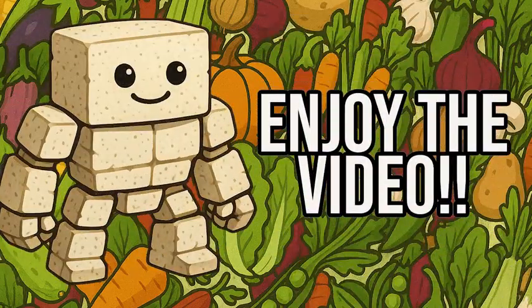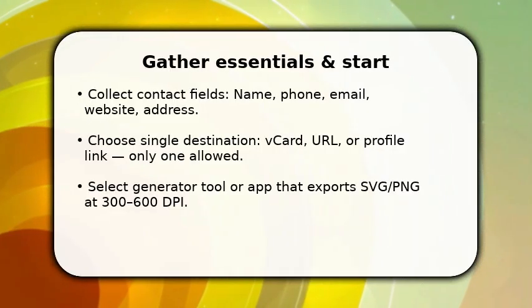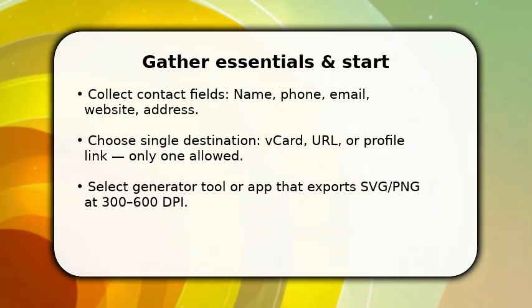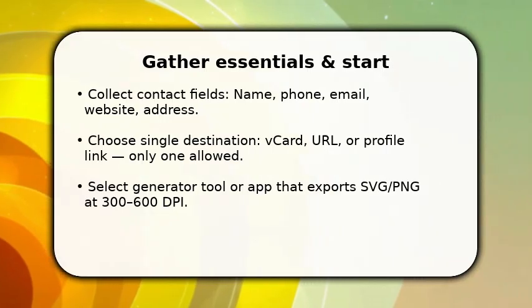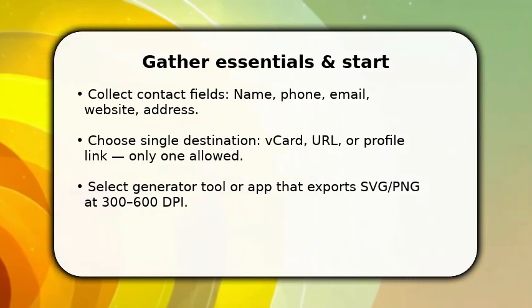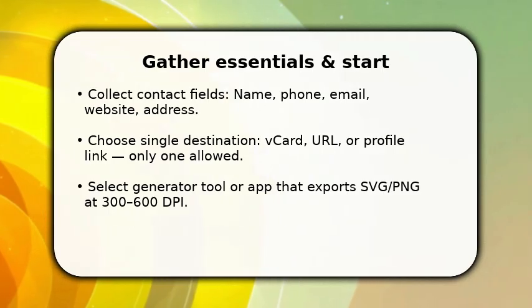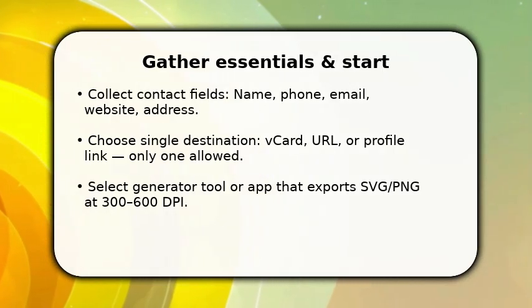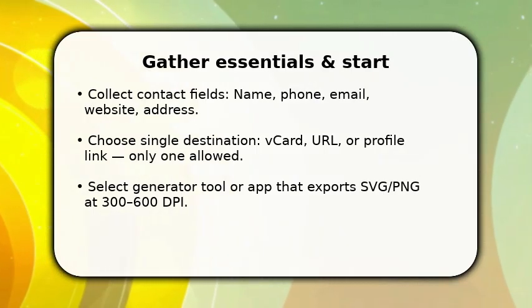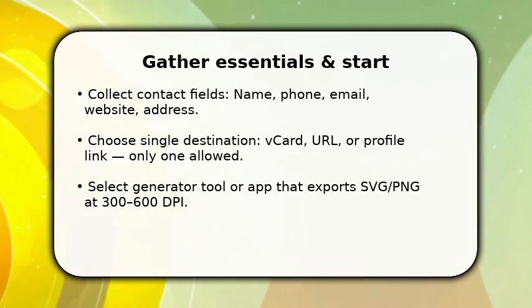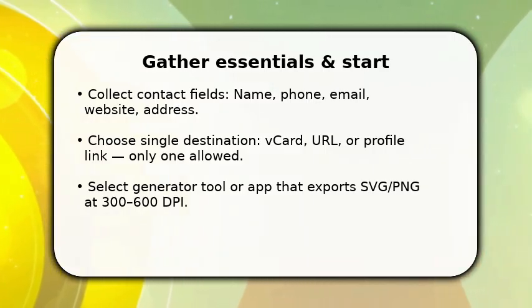Please enjoy the video. You begin by deciding the single destination for the QR visiting card. Pick either a vCard file or a single URL. Once decided, gather the exact contact fields you want embedded: full name, phone, email, and optionally website or address. Make sure your generator supports vCard 3.0 or URL encoding and can export high-resolution PNG/SVG.